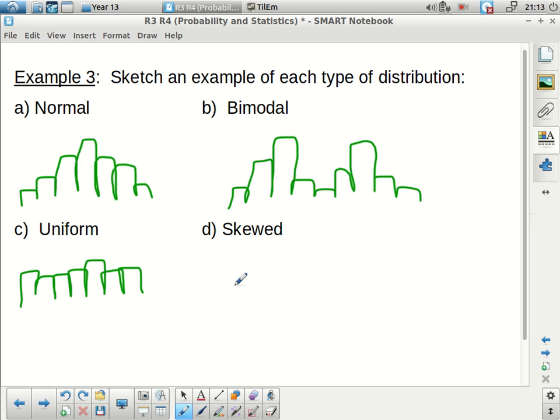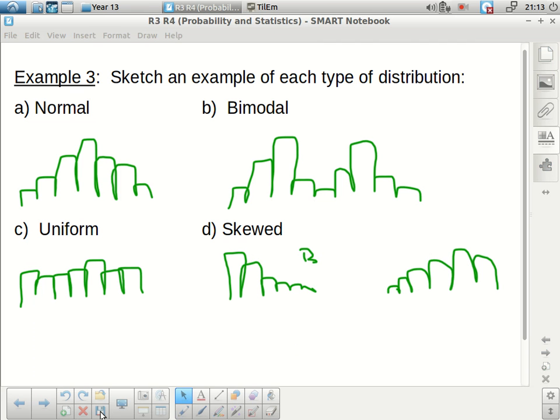Okay, and finally skewed. That's the case where one end has a lot more data than the other. So maybe something like this. This is right skewed, and this one, let me put an R there. And this one is left skewed. Okay, so there's your brief overview or review of probability and statistics.